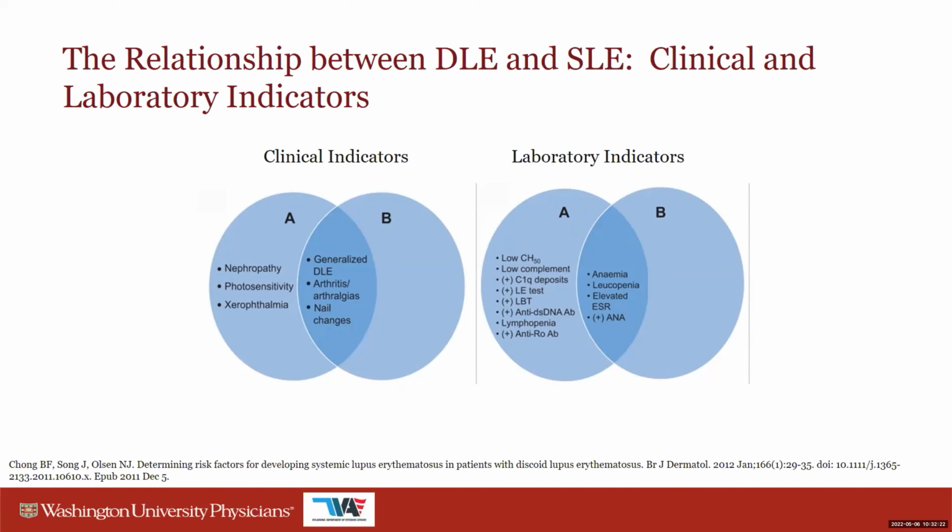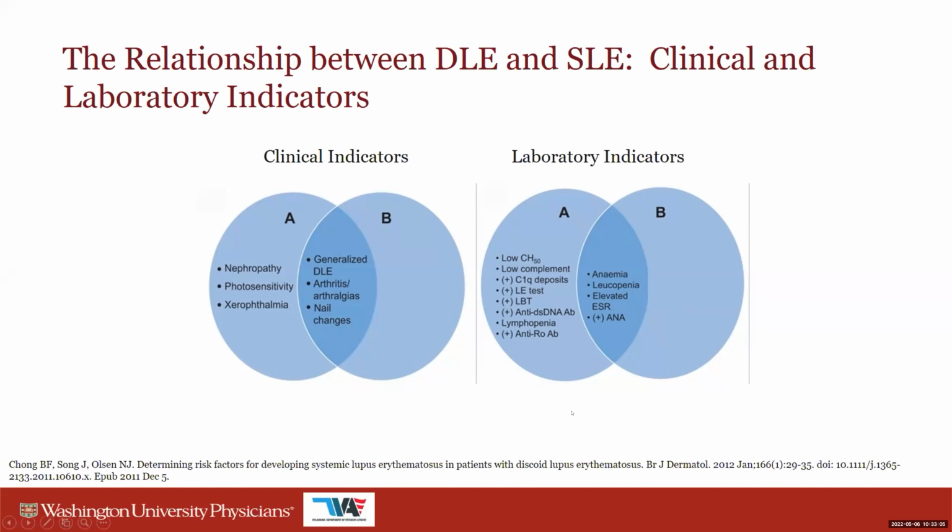What they found is that in terms of clinical manifestations, people with systemic disease tend to have more serious and involved manifestations. So they're more likely to have lupus nephritis. They also are more likely to have dry mouth and photosensitivity. Those with both discoid and lupus can get generalized discoid lupus. They tend to have more joint symptoms, especially inflammatory arthralgias, and then nail changes, specifically periungual telangiectasias. I will show you examples of each of those in the coming slides.